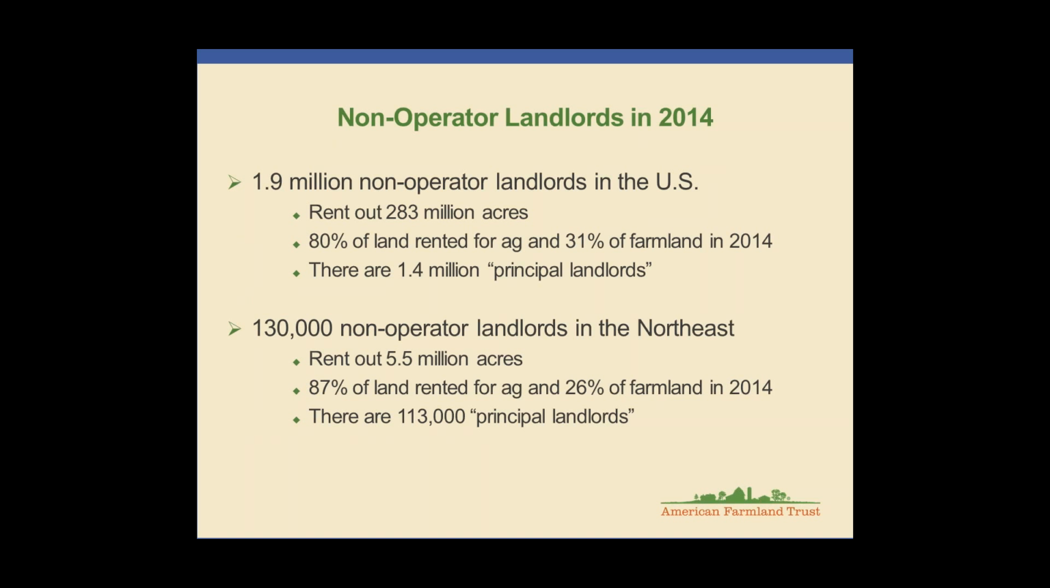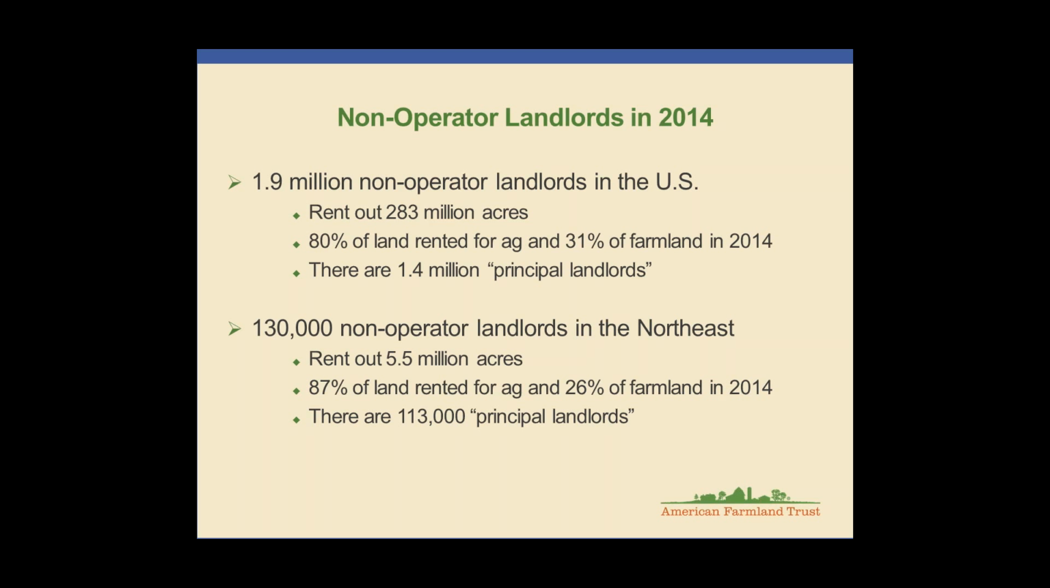So I'm going to focus on the non-operator landlord findings, just because that's the missing piece of information. That's the information we really haven't had since the 1999 ALOS. So Total found that there are about 1.9 million non-operator landlords in the U.S. They own and rent out about 283 million acres, which is 80% of land rented for ag. And it's about 31% of farmland in 2014.